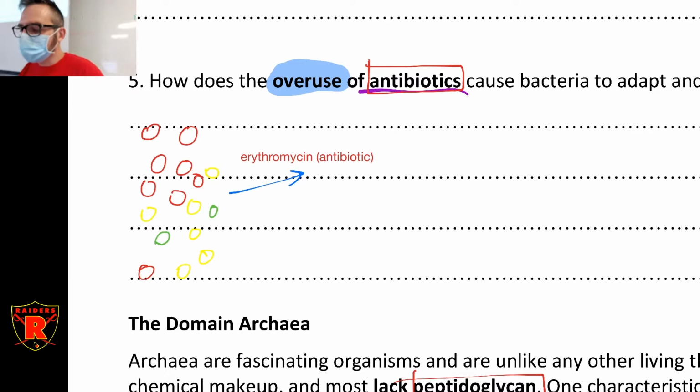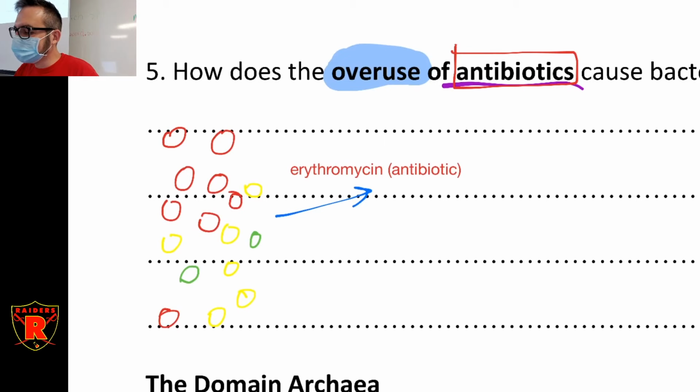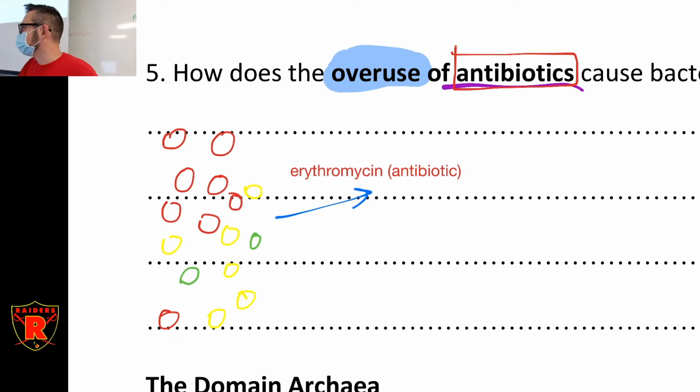So the way that you get antibiotic resistance, which is a huge, huge problem. A lot of illnesses that we used to be able to treat with antibiotics, the antibiotics don't work anymore. Very problematic. And it's all because of evolution. So a basic evolutionary process at work here.